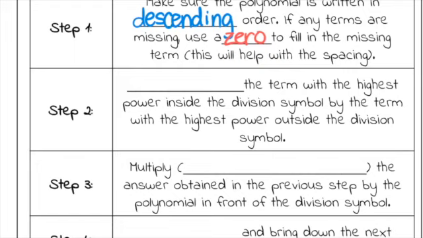All right, so step 2, after you've put it in descending order and you've put placeholders of 0 where any pieces are missing, you're going to divide the term with the highest power inside the division symbol by the highest power outside of the division symbol. So you basically have to figure out, what do I need to multiply the largest piece on the outside by to make it the piece on the inside?